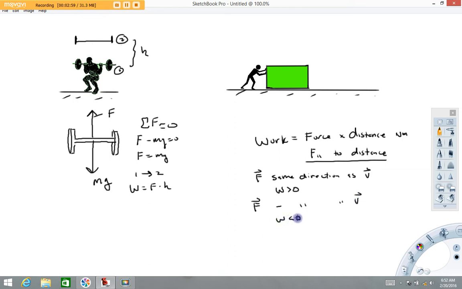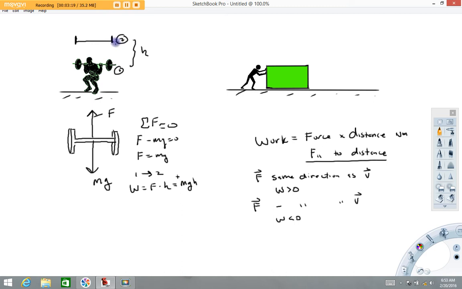Right? So in this example, if the person applies this force F as this thing goes from 1 to 2, the work done would be positive F times h. And since F is equal to mg, we could write that positive mgh. And again, I'm going to put a plus sign here to denote that work would be positive.